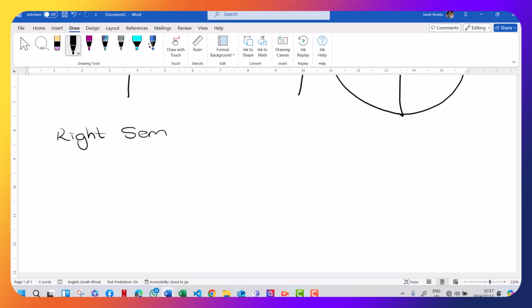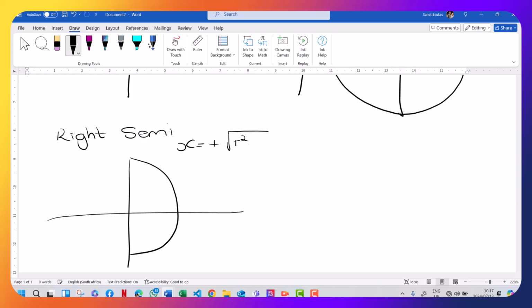Your right semicircle is exactly what it tells you. It's on the right-hand side of your set of axes, but x is now the subject. So we're going to have here plus square root radius squared minus y squared. Then we're going to have our left semicircle.